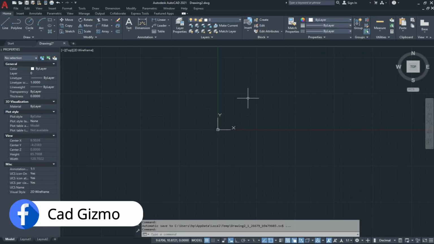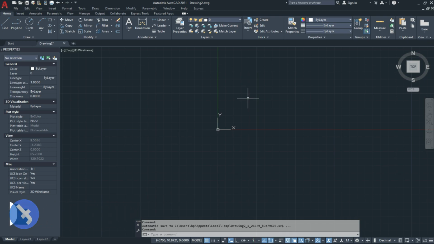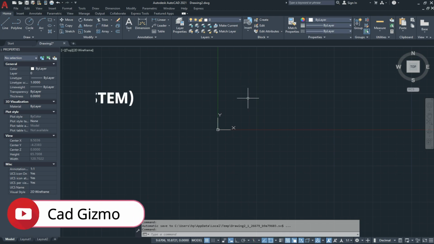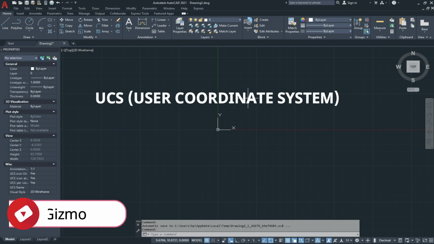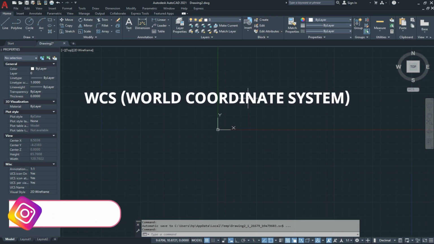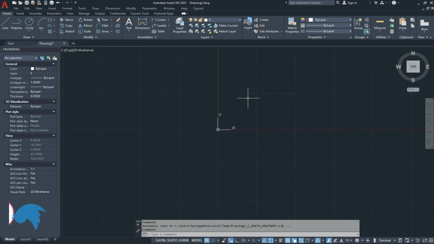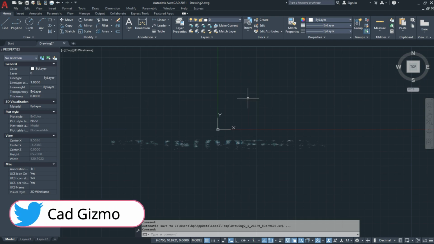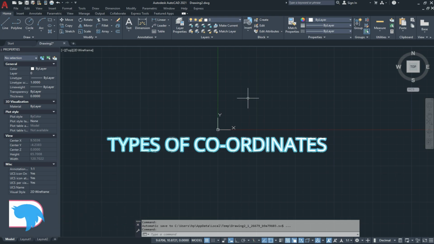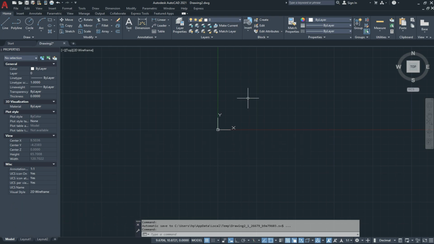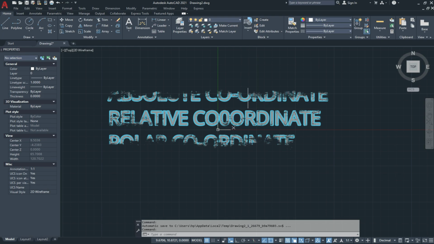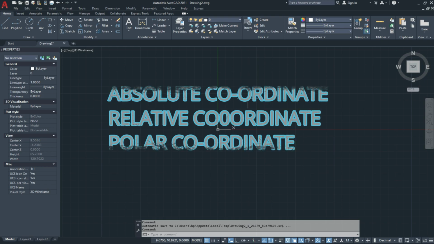Friends, there are two types of coordinate systems in AutoCAD. First one is the user coordinate system and the second one is the world coordinate system, which will be discussed in detail in the later videos. Now we discuss the basic types of coordinates, and these are absolute coordinate system, the relative coordinate system and the polar coordinate system.